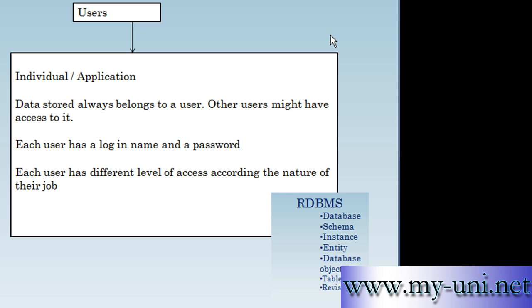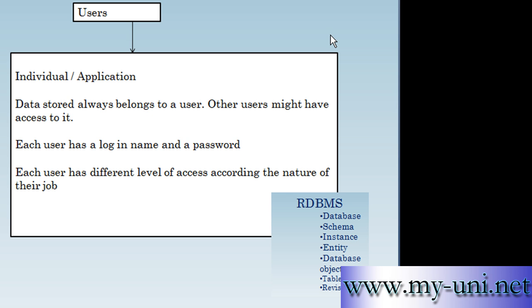Now, user. Data stored in a database is always owned by or belongs to a user. There are two categories. A user can be an individual or it can be an application. An individual is someone who has the ability to create database objects as a schema owner, or has the ability to connect to a database in order to communicate, insert, update, delete, and control the data in the database with the help of SQL.